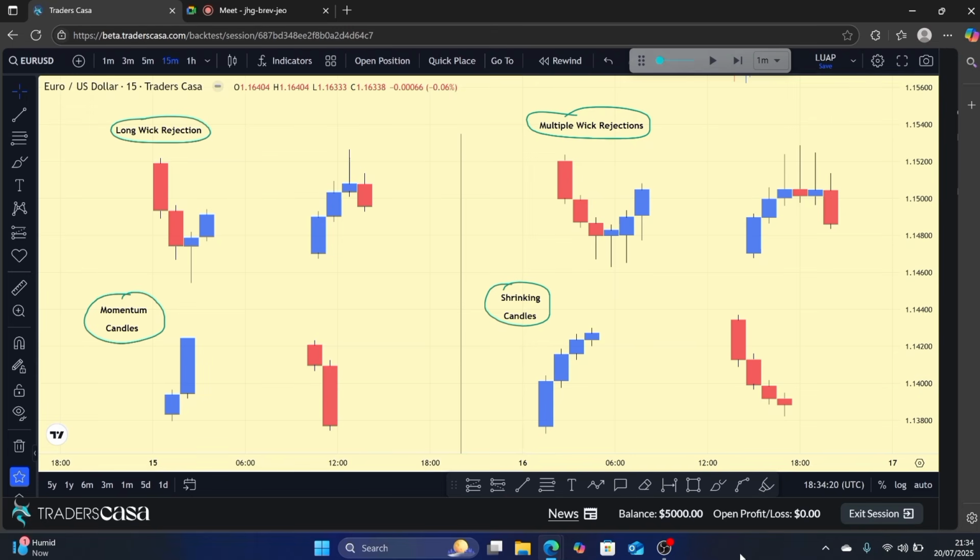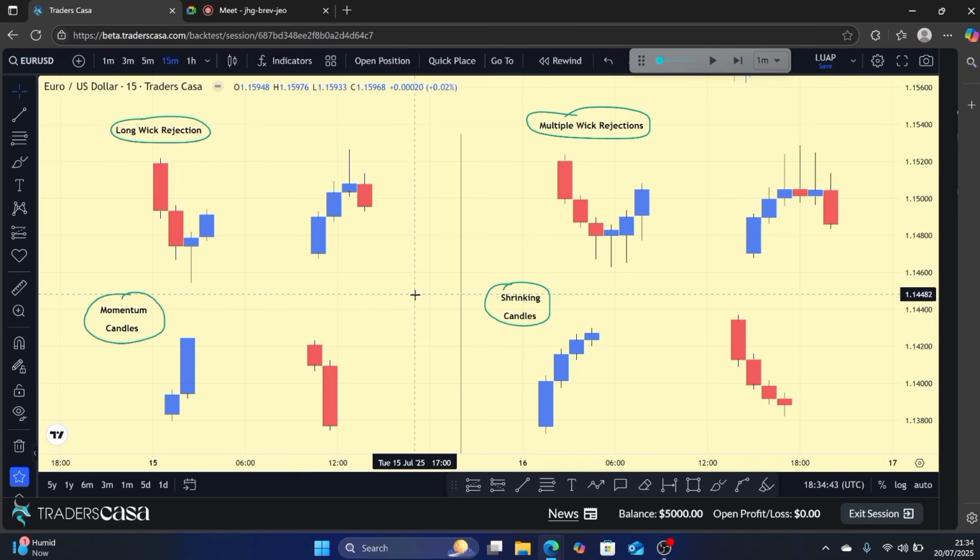Alright, so I'll be covering them because these are the ones that occur more frequently, and so, of course, they'll be the ones that are more effective. And so, without wasting any time, let me dive into them. And the first one is the long wick rejection.